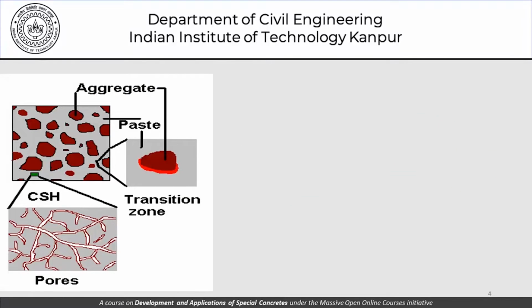Let's recall once again the basic model that we are following as far as concrete is concerned. Here we have the coarse aggregates suspended in mortar, mortar being a suspension of sand in paste, and paste being a suspension of cement particles in water. So once it comes to higher strength concretes, what really changes as far as this model is concerned? That is something which is of concern to us.